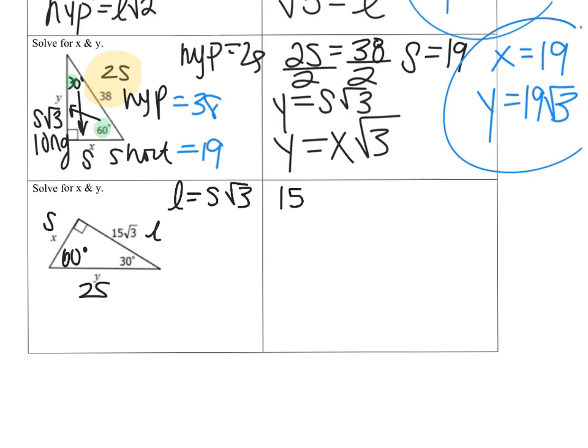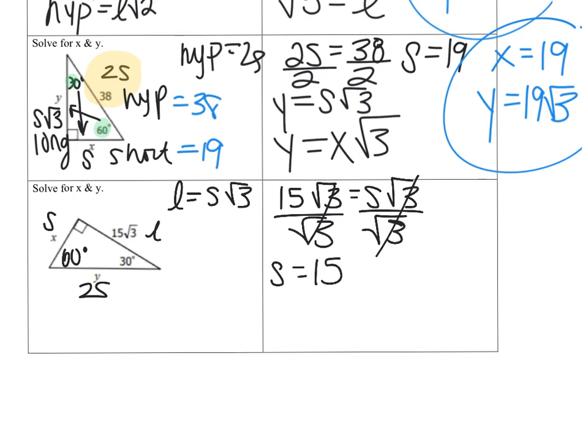My long leg is 15 root 3, which is equal to S times root 3. Now to get S by itself, we divide by root 3. They conveniently both cancel out, and we get S equals 15. So my short leg is 15. With these 30, 60, 90s, if you don't have the short leg, that's always the first thing you have to find because everything in the triangle is based off of the short leg.